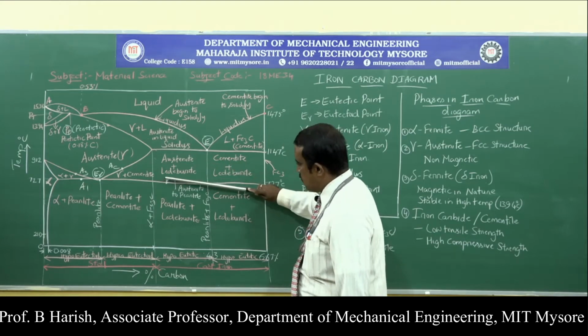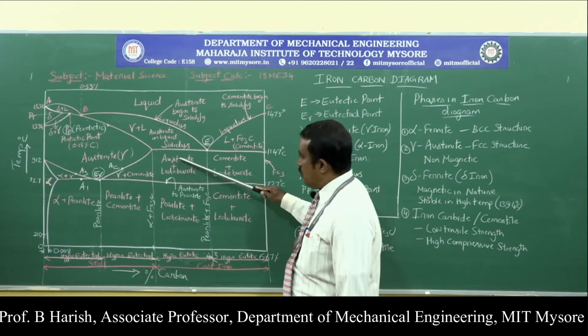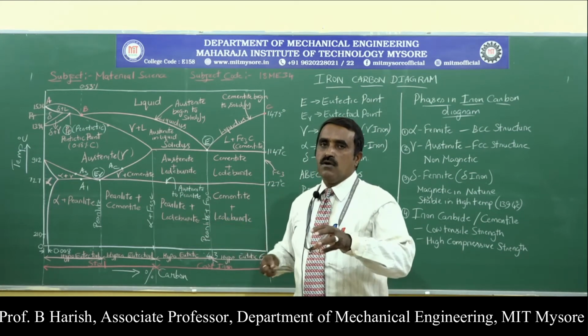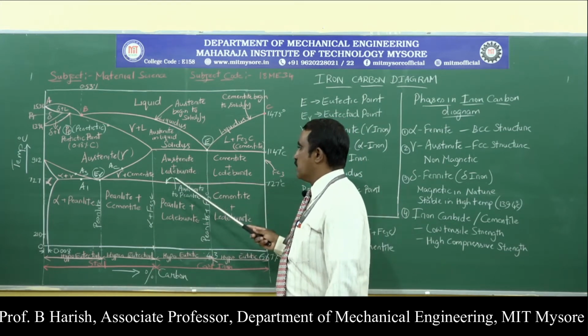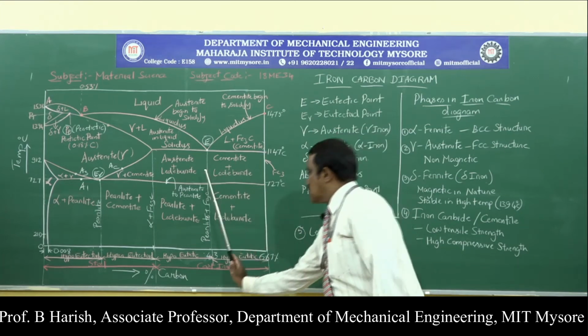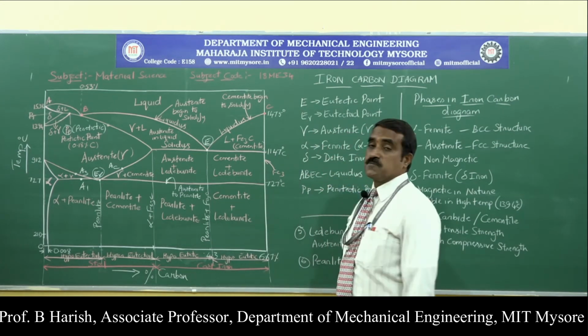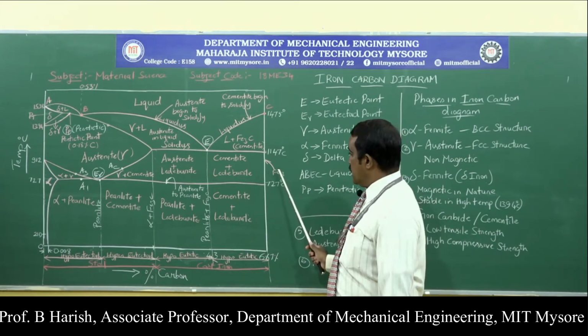So then it will be changing into one more form, that is austenite plus ledeburite. So the percentage of austenite goes on decreasing, whereas the percentage of the other form goes on increasing, that is austenite plus ledeburite. Similarly here in this region above 4.3% up to 6.6%, as I told in the beginning, it will be Fe3C.